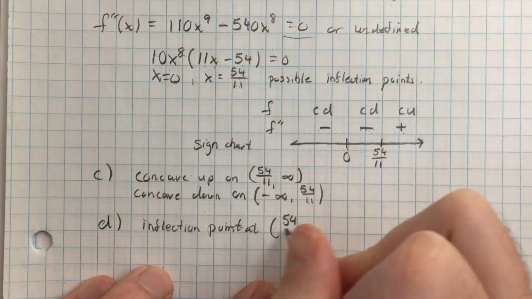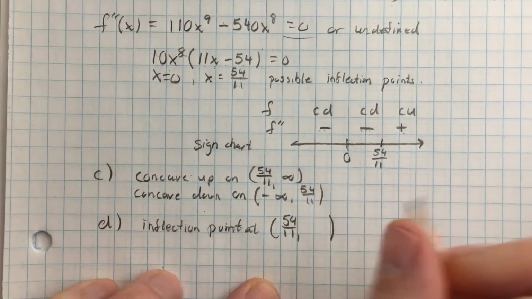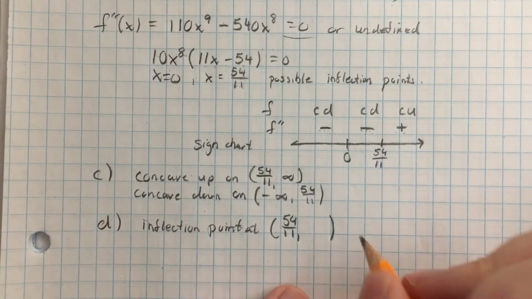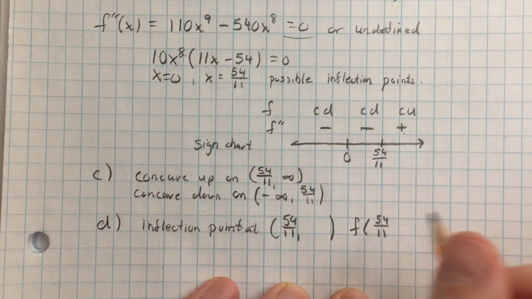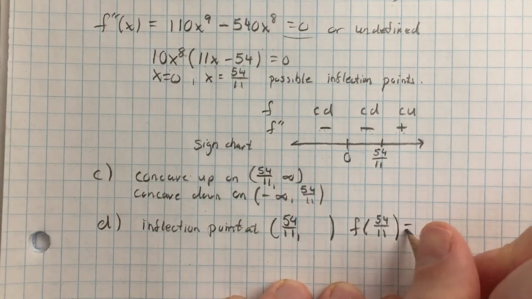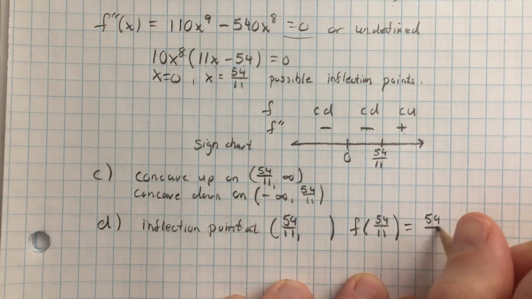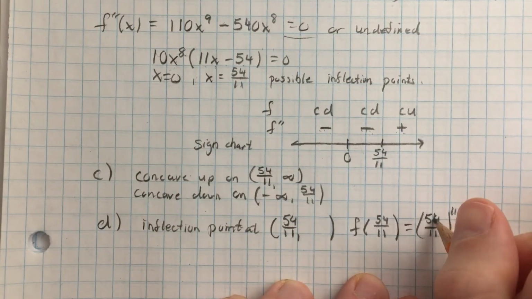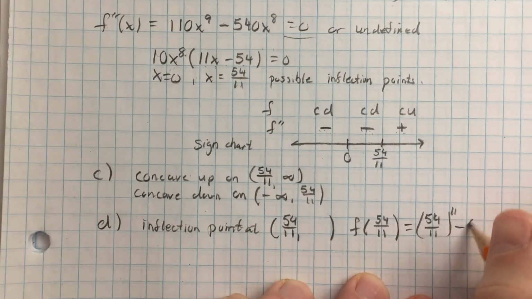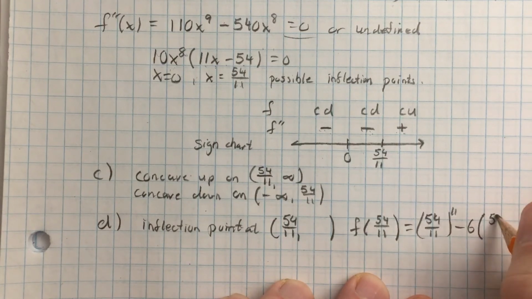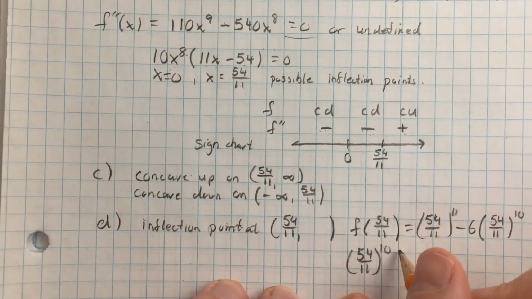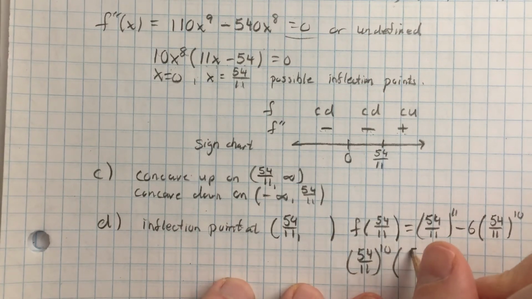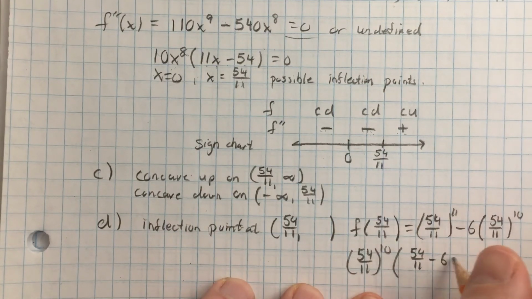At 54/11ths, comma something. So now I have to plug it back into the original function to find out that value. So it'll be just as cumbersome as the 60/11ths was a minute ago. So it'll be 54/11ths to the 11th power minus 6 times 54/11ths to the 10th power. I'm going to use the same scheme I did a minute ago. I'm going to factor off the 54/11ths to the 10th power. I'll be left with 54/11ths minus 6.